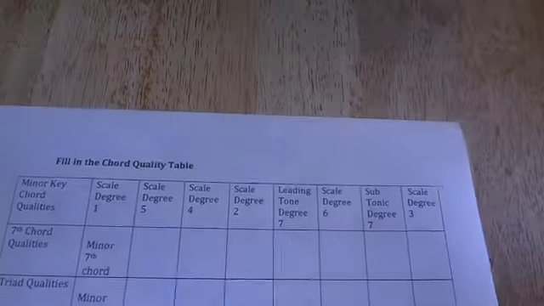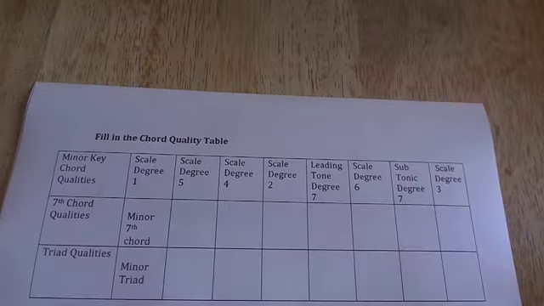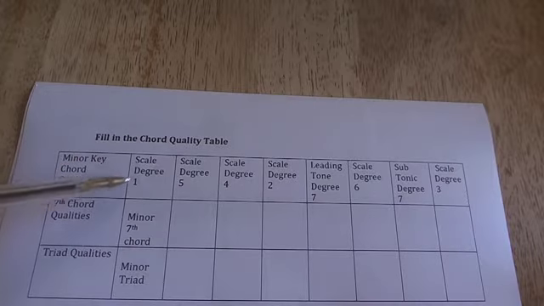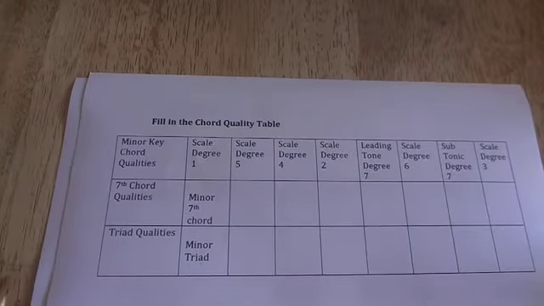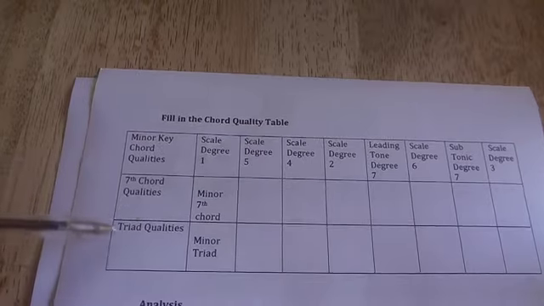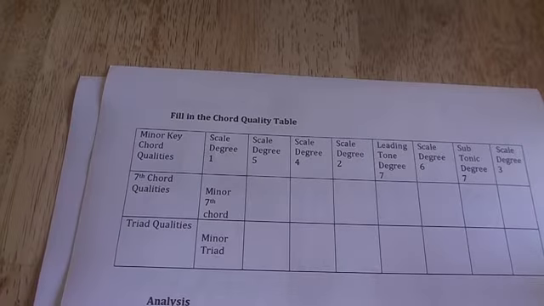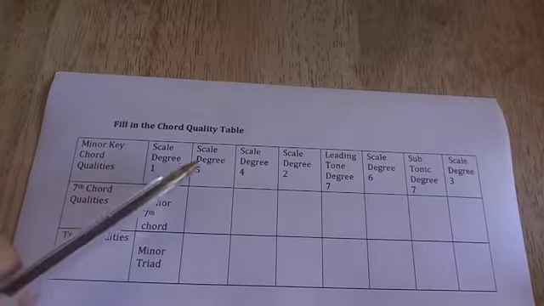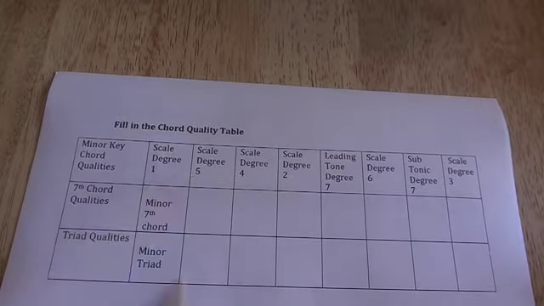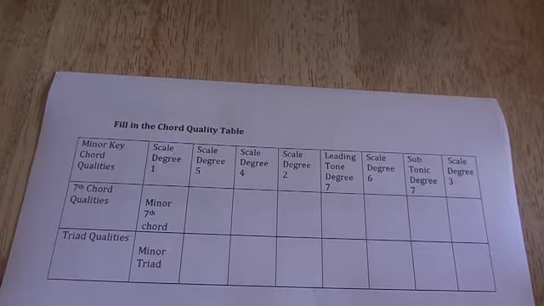It's the table of minor key chord quality. So on scale degree 1, it has a minor 7th chord, or if it was just a triad, not a 7th chord, it would be a minor triad. The table is in mixed up order, so you can't just do it by memory of where things were on the table.